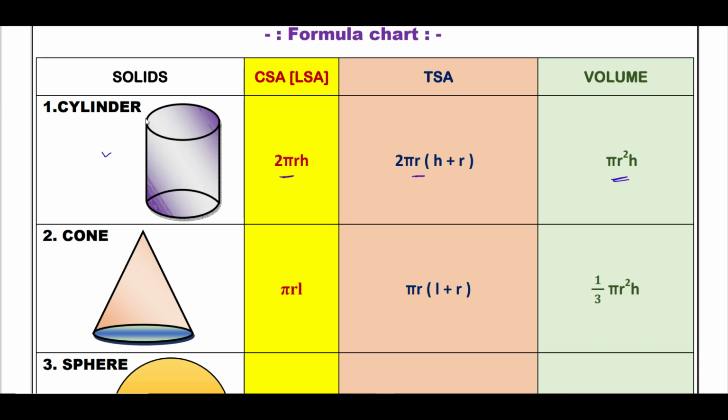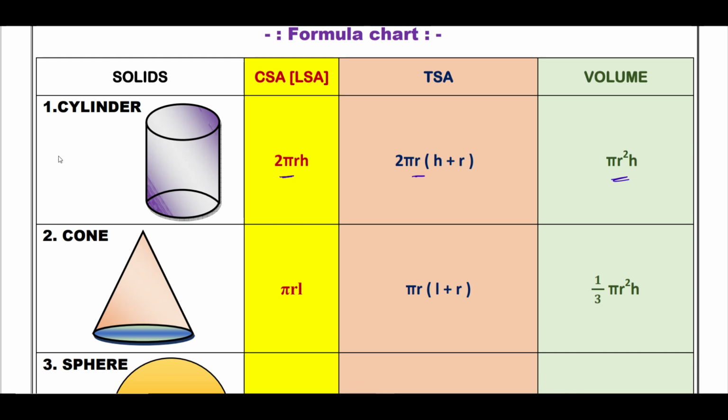Students, understand the difference between CSA and TSA. You have here top portion and also base portion, and this is the curved area, curved surface area, right? For this curved surface area, if I add the area of top portion and also bottom portion, it becomes TSA. Hope you are able to understand what I am trying to convey.